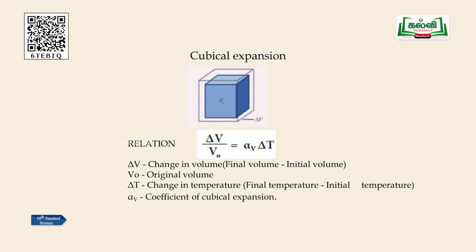Now, let us see the diagram. Here there is a cuboid. You can see its original volume is V naught, and when I am heating it to a certain temperature, you can see its volume gets increased by a certain amount. When you subtract the original volume from the increased volume, you get the change, the increased value of the volume, that is delta V.